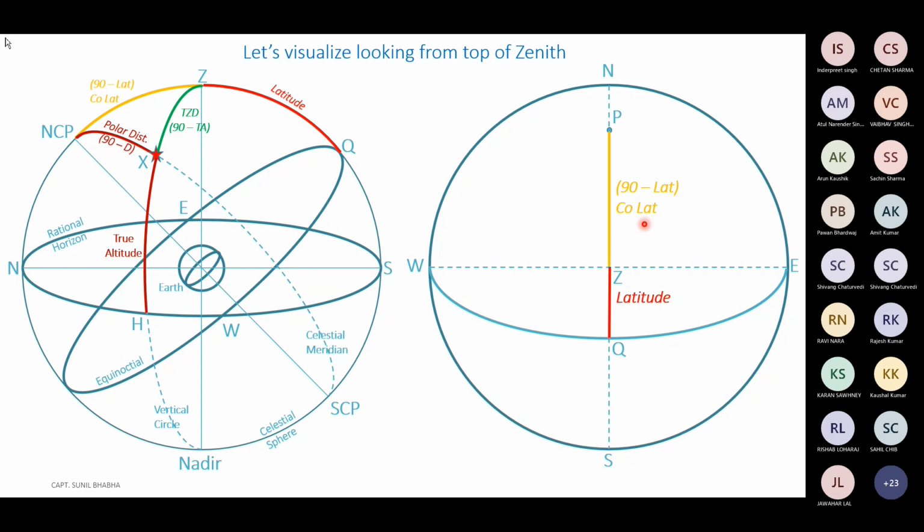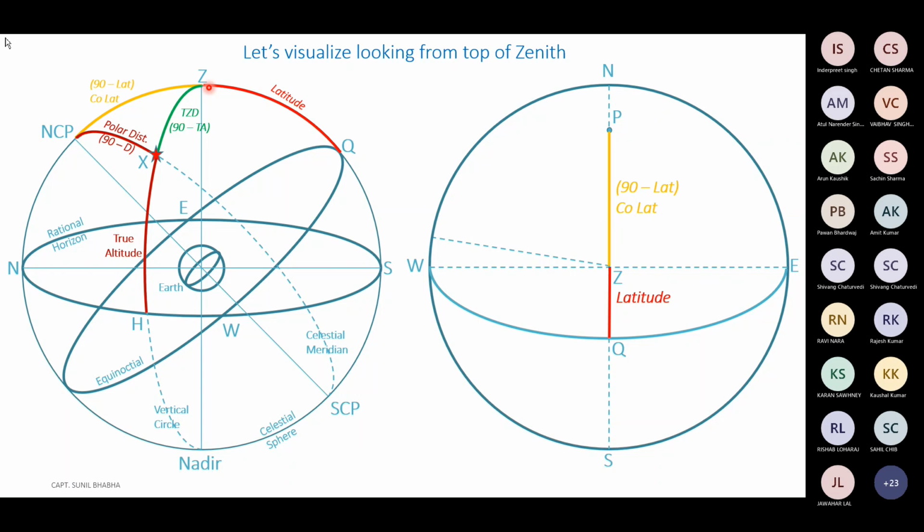Now let's turn our attention to the celestial sphere diagram. From the Z point, if you draw a vertical circle passing through the body, that is star X. So from the zenith, if you draw a vertical circle passing through the body, going up to the rational horizon at point H and going down to the nadir, this is the vertical circle passing through the body. Now, if you look from the top, this vertical circle is also going to look like a straight line.